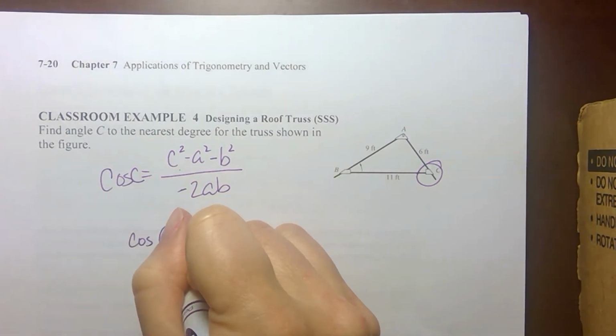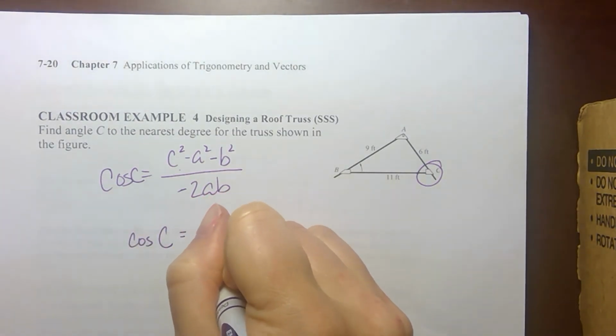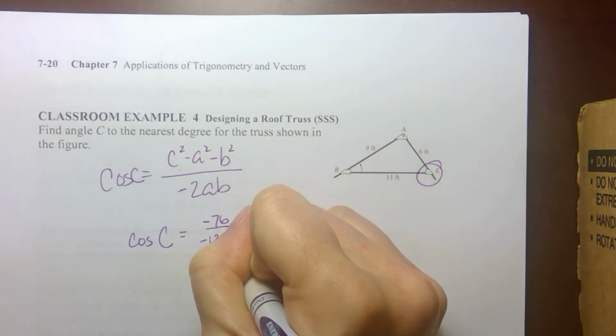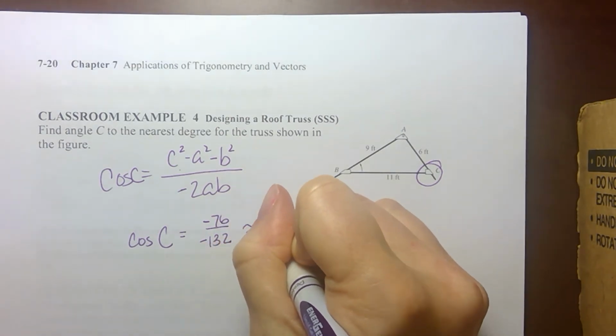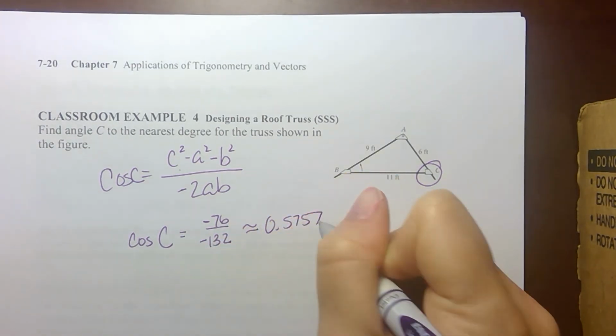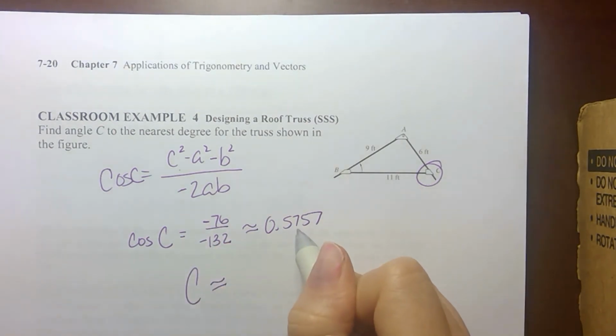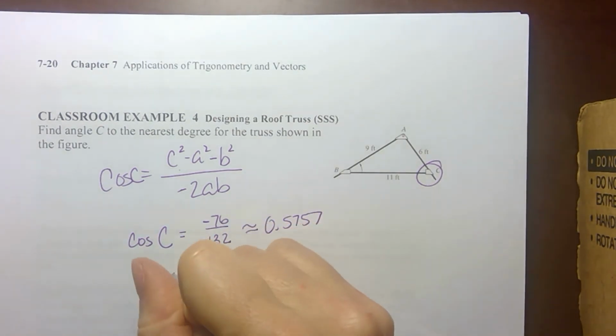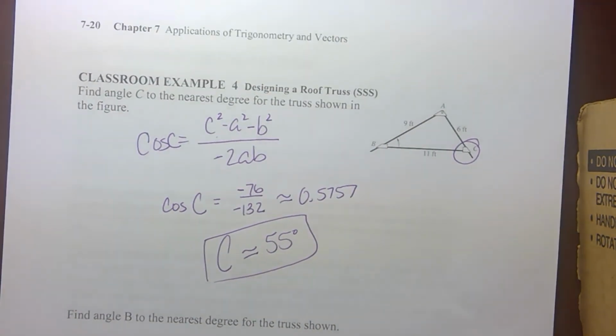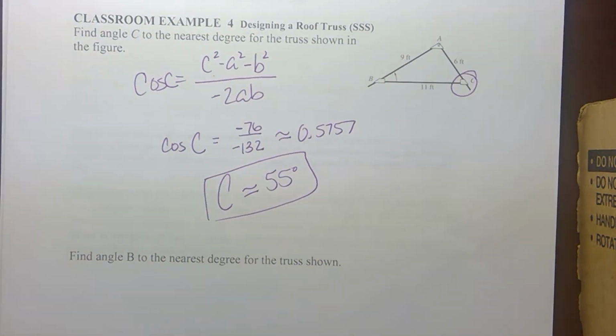Cosine C ends up being negative 76 over negative 132 when I plug in my known values, which is approximately 0.57 repeating. So angle C, when I use cosine inverse for that value, comes out to be about 55 degrees. Then it asks us to go back and find angle B.